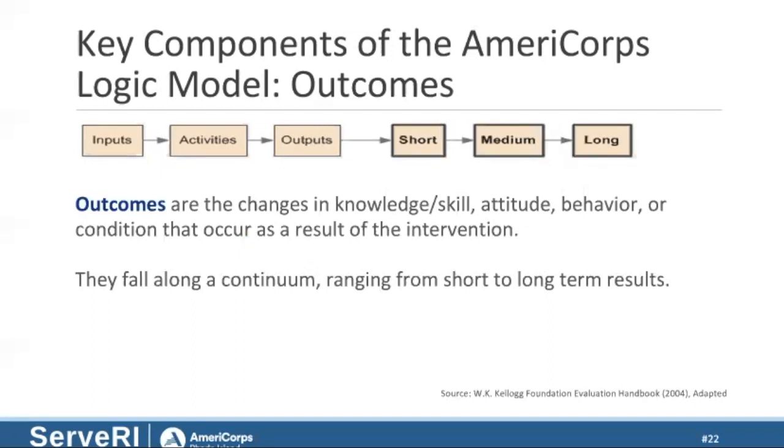Outcomes are the benefits resulting from the inputs, activities, and outputs. These are the expected changes in skills, knowledge, attitude, behavior, or condition that occur as a result of the intervention. Outcomes should be logically connected to your program services or activities, and they also should be aligned with your outputs. So if your output counts the number of people served by the program, the outcome should reflect a change in those same people's knowledge, attitudes, behavior, or condition in life.